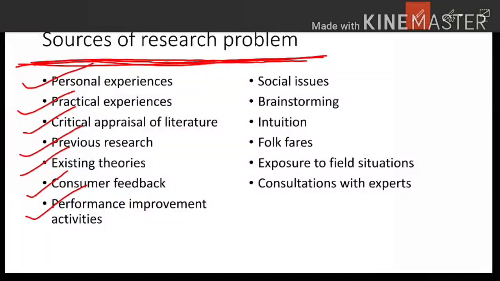Next is performance improvement activities. The performance improvement activities, also known as the quality improvement activities, are used to improve the processes and outcomes to meet the regulatory requirement. You also call these types of researches quality improvement researches. These activities also serve as an important source of the research problem.